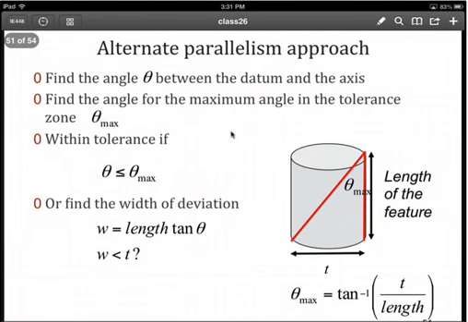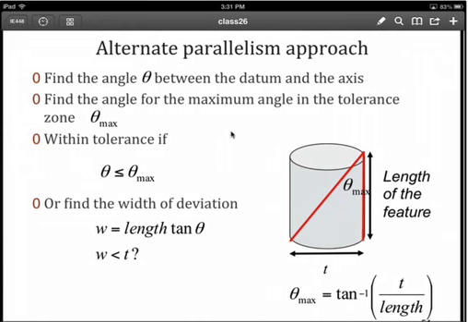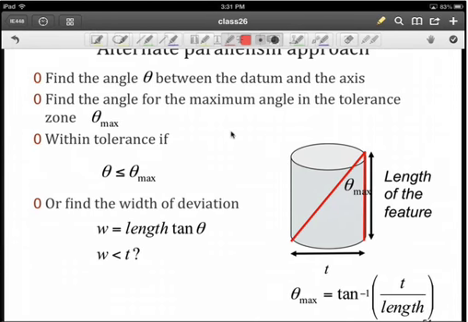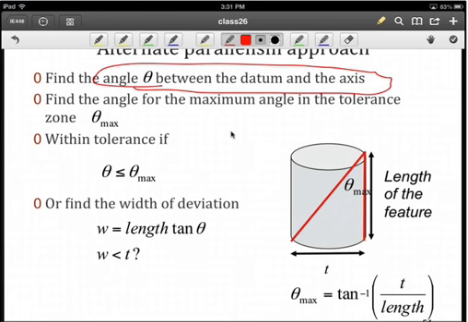An alternative approach, which will give you the same answer but using our trigonometric relationships, is to find the actual angle between the datum and the axis. Well, we already know how to do that using either the dot product or the trigonometric relationship. And then secondly, we need to find the maximum angle, based upon the tolerance zone specification.